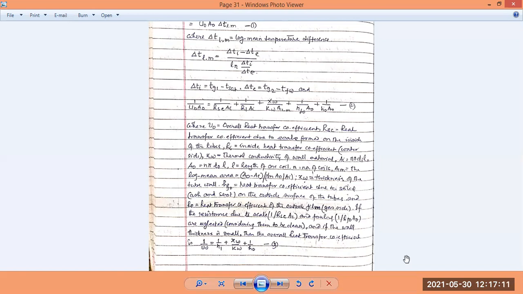XW is the thickness of the tube wall, HF0 is the heat transfer coefficient due to the solid ash and fouling on the outer surface of the tube, and H0 is the heat transfer coefficient of the outside film. If the resistances due to the scale, 1 by HSC AI, and the fouling, 1 by HF0 A0, are neglected, assuming the tubes are cleaned, and if the wall thickness is small, then the overall heat transfer coefficient reduces to 1 by U0 equal to 1 by HI plus XW by KW plus 1 by H0.